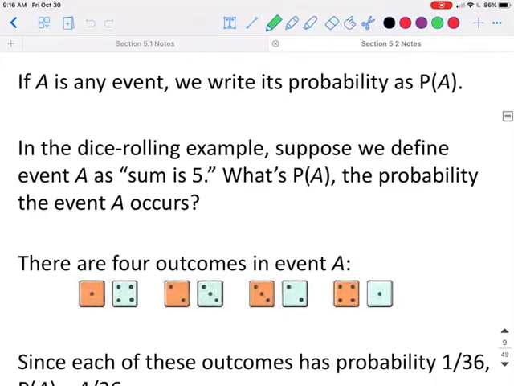If event A, written as the probability or as P of A, in the dice rolling example, suppose that we define event A as the sum is 5. So what's the probability of event A? There are 4 different outcomes that are possible for this event.